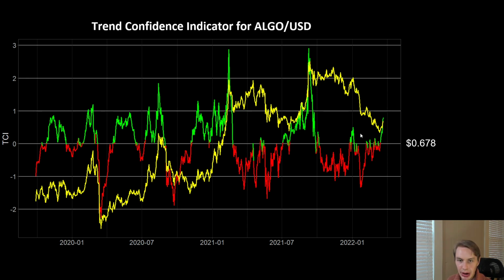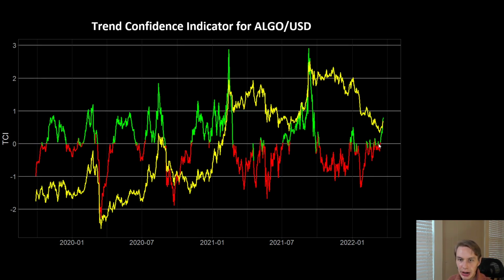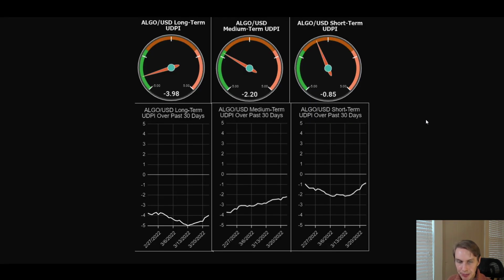But this certainly could be offering a nice setup, especially in conjunction with such a low UDPI reading. There's a lot of upside potential to be realized. Could this be the beginning of that trend? Time will tell, but certainly this is a good first start, in my opinion.